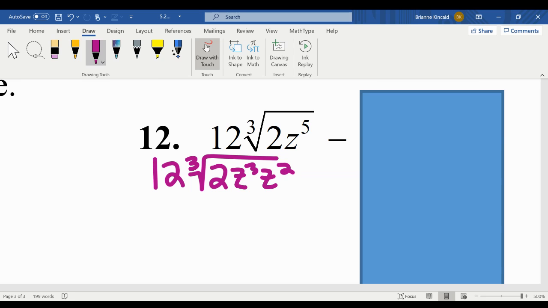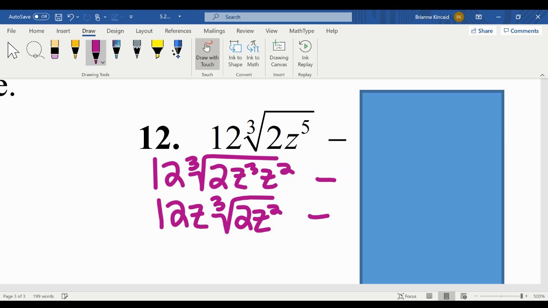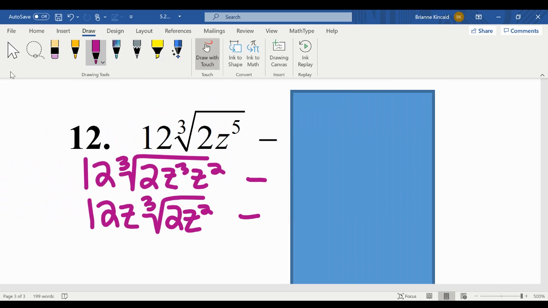Then, because you have a root of 3 and a power of 3 on that first z, I can bring it out front as just a z. So that's 12z, and then you're left with underneath the cube root of 2z squared. After each step, we have a minus sign. You can't break it down any further, so I'm going to focus on the right side of my equation next.